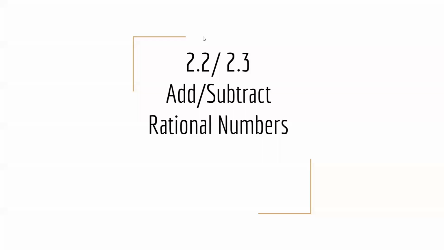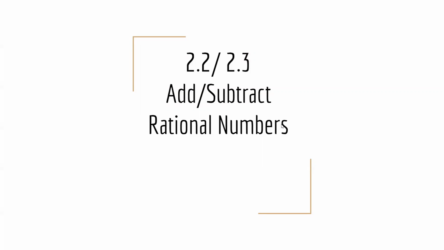Today we're working on lesson 2.2 and 2.3. I combined these two lessons because in the book they were separate, but they're basically the same thing. So instead of doing 2 separate days of notes, I combined it into one day. So 2.2 is focused on addition, 2.3 is focused on subtraction of rational numbers.